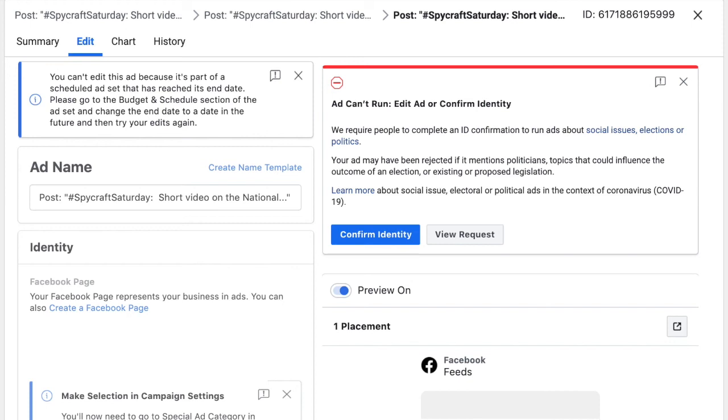So once we put together that this is COVID-19 based, the only way that we're going to be able to run this is to go through their identity confirmation process. So if you figure out it's a social issue, indeed, then punch this button and go through the process. Now, I will warn you that it's a bit invasive. They are going to confirm it's you.